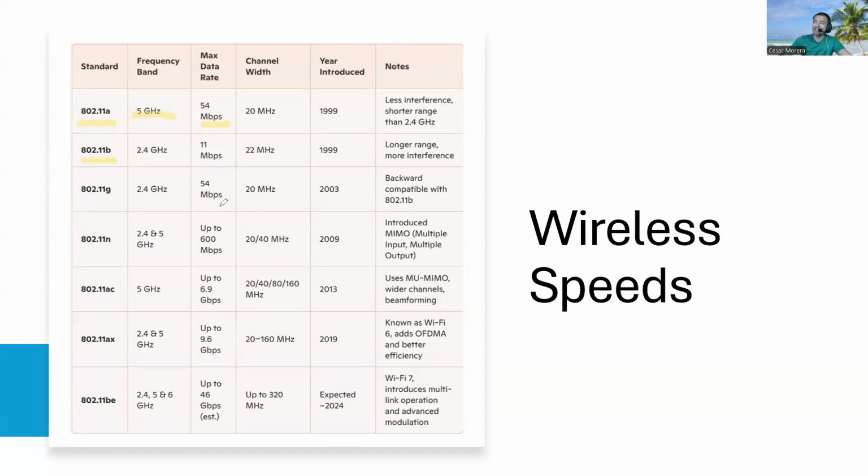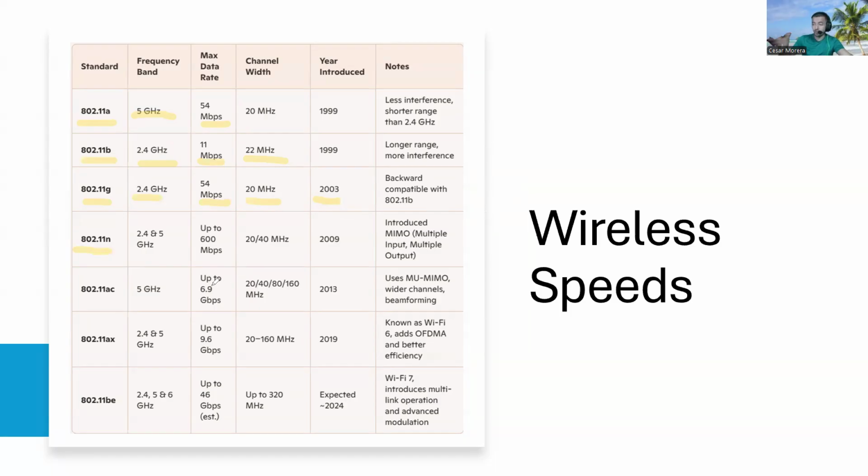802.11a. 802.11b: we have now 2.4 gigahertz. It was covering a channel with 22 megahertz, with 11 Mbps, and it has a longer range, more interference. 802.11g, 2.4 gigahertz, 54 Mbps, 20 megahertz. It was developed in 2003, backward compatible with 802.11b.